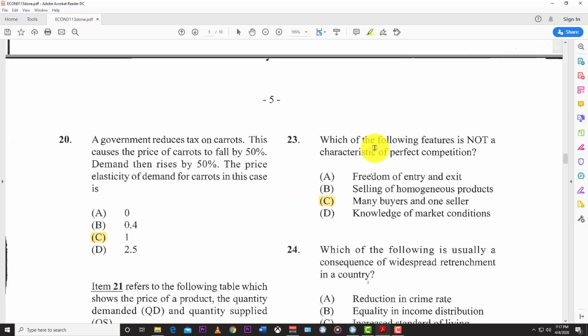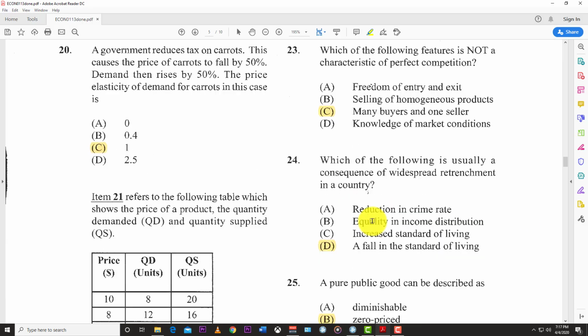23, which of the following is not a characteristic of a perfect competition? And the best answer here is C, many buyers and one seller. When you have many buyers and one seller, that's a monopoly. Freedom of entry and exit, that's one of the perfect competition. Selling of homogeneous, meaning the same product, perfect. Knowledge of market conditions, perfect. So the answer is C, many buyers and one seller, that's a monopoly.